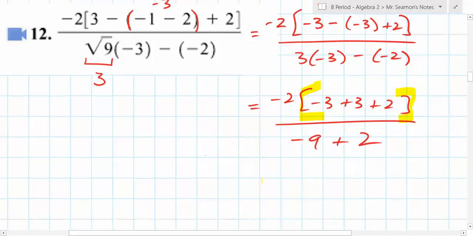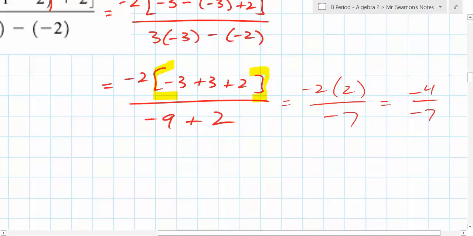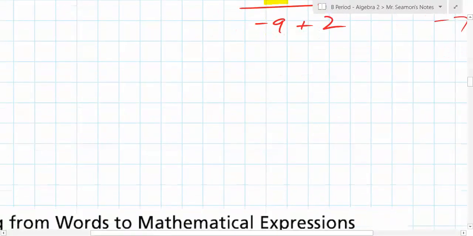So what does it become? Becomes negative 2 times 2 over negative what? 7. So you end up with negative 4 over negative 7. So what's the answer? 4 over 7. Excellent. Nice.